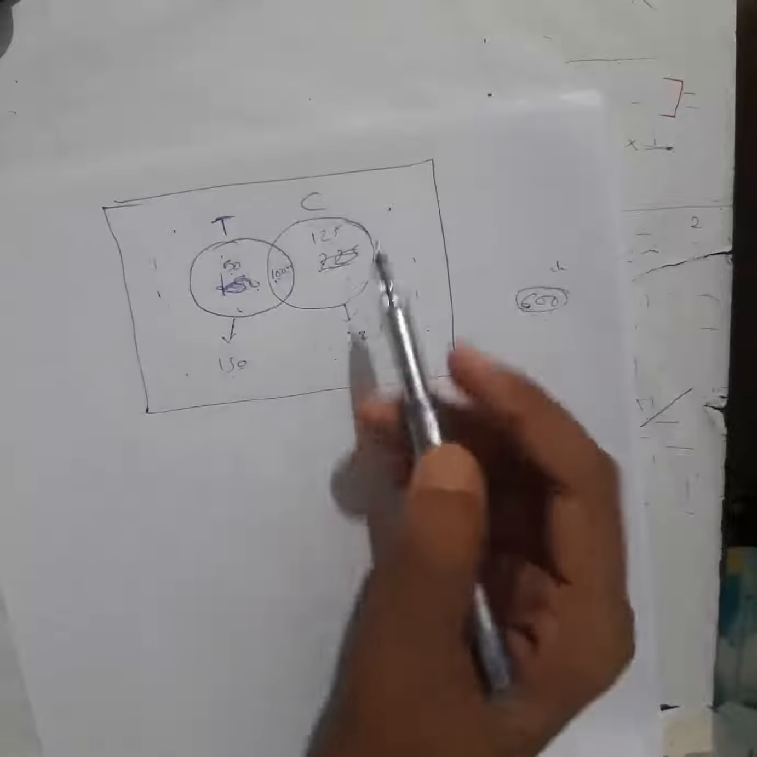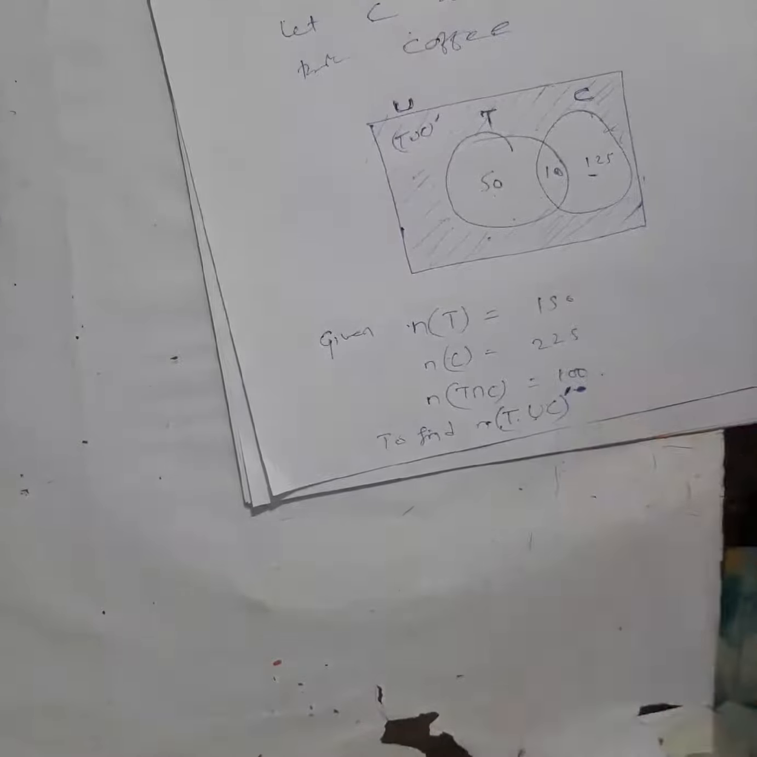So you can see this total will be given. You can write: given, number of students who take tea is equal to how many? 150. Number of students who take coffee, how many? 225. Number of students who take both tea and coffee is equal to 100. To find, so from the Venn diagram it's clear, right? What you have to find? To find the number of students who take neither tea nor coffee. Okay, so you have to find the number of students who take neither tea nor coffee, means (T union C) complement.